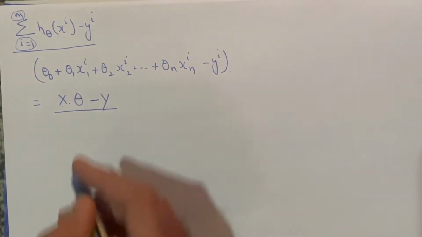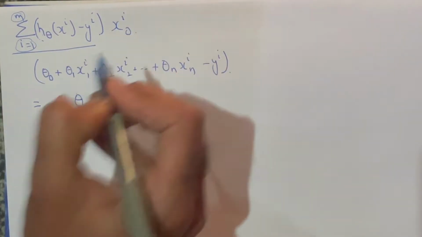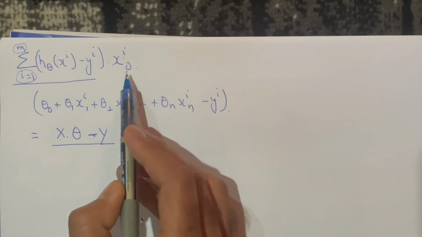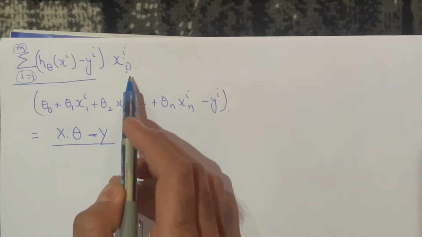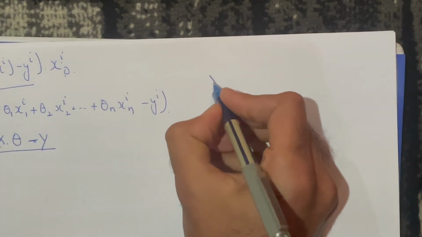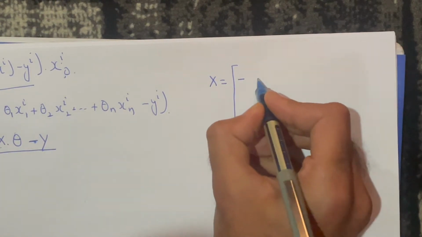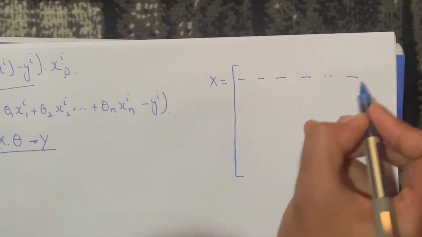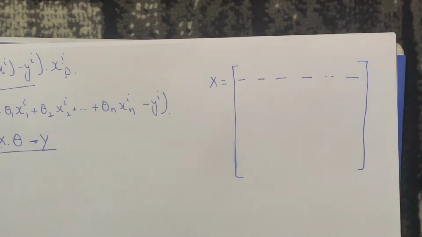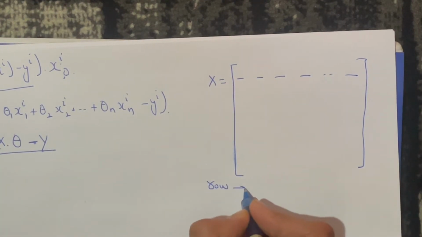And to this quantity the multiplication is this xi0. So it is saying the 0th feature of the first example, the 0th feature of the second example, the 0th feature of the third example. So what was our x? X was like this. The first row is the first example. The second row is the second example. So every row in this matrix is an example.